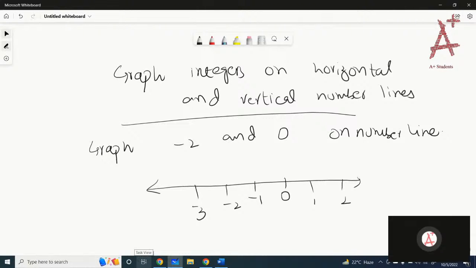So you have to represent -2 and 0 on the number line. So here you have 0 on the number line, here you have -2. Got it? You have to find the numbers and you have to graph the points. Got it? Okay, the next one is graph 3 and -3 on the number lines.